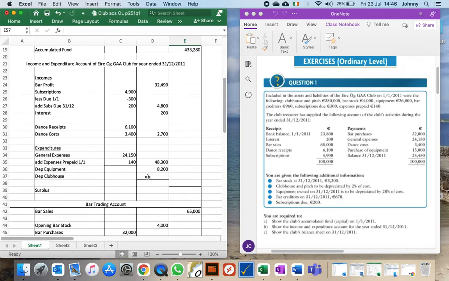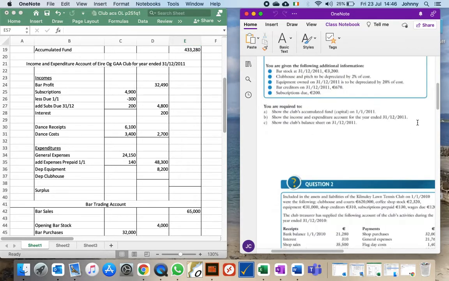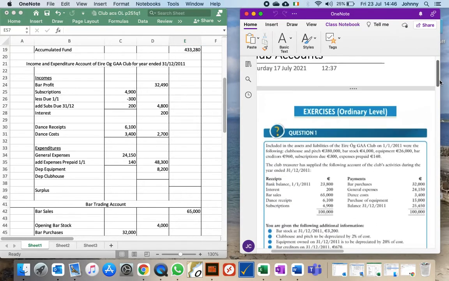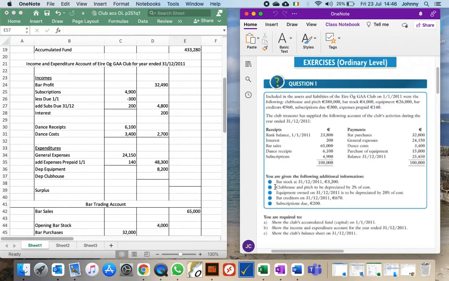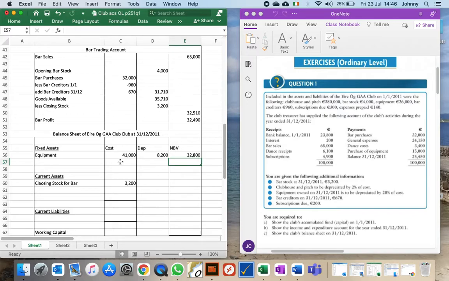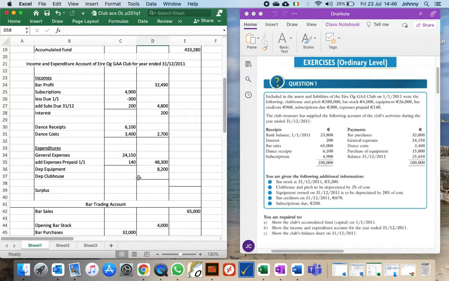Back up to depreciation of Clubhouse. So Clubhouse at the beginning was 380. We didn't buy any Clubhouse or sell any bits of it, so we still have 380. And it says that the Clubhouse to be depreciated 2% of cost. So it means down here I'll have 380, and my depreciation is going to be that times 0.02. So 760 is the figure that will go up here for depreciation.